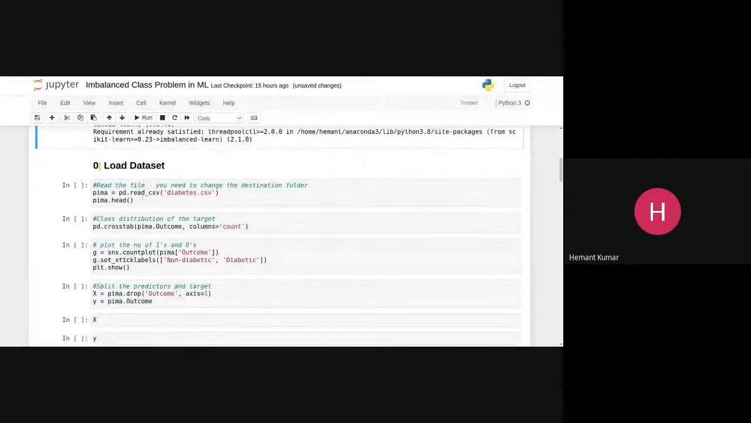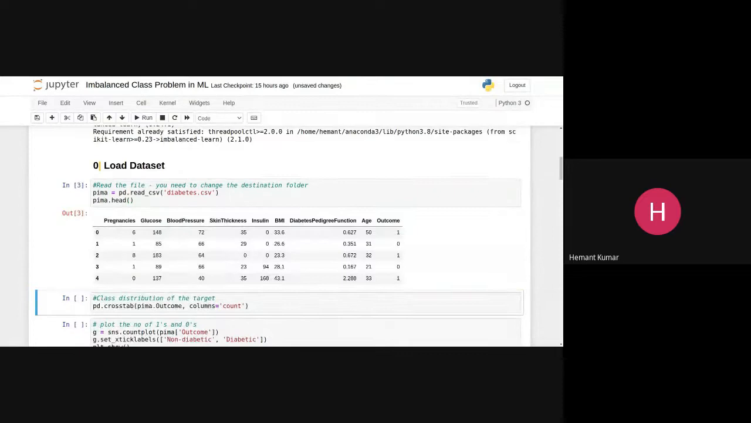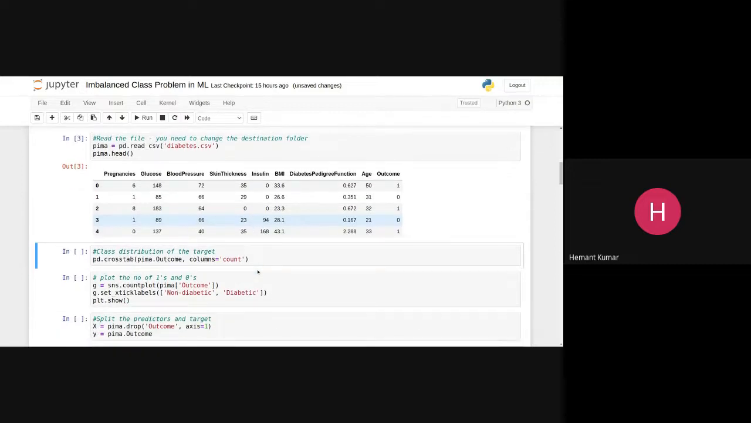Second, I am using the Pima diabetes dataset. Just import that dataset; it has 768 rows, so 768 training examples, and 9 columns, one of which is the target value. In this case, Outcome is the target class.